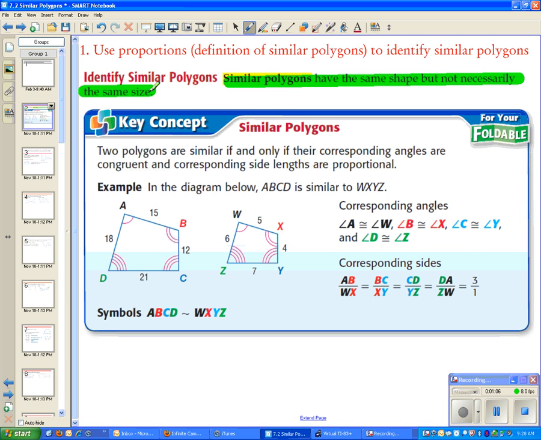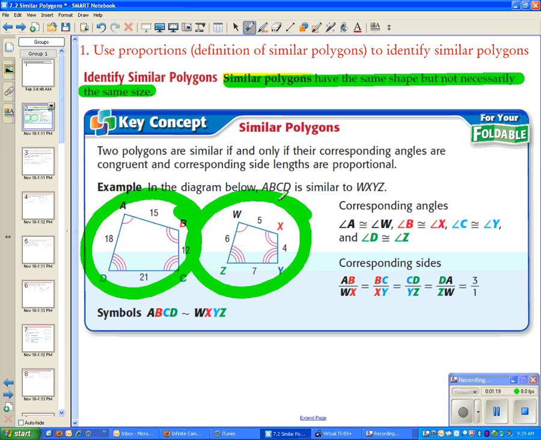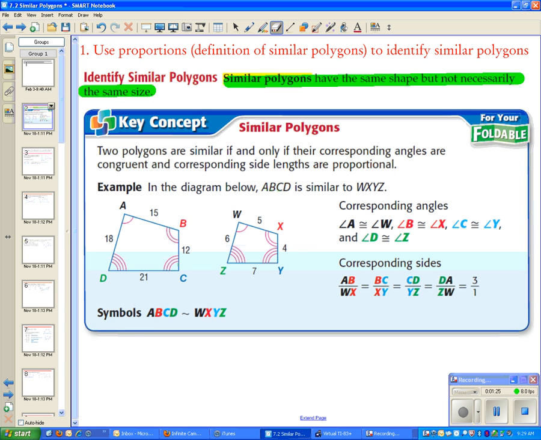So, we've already done congruent. Now, most of the ones we're going to do will have different size. They're the same shape, but probably different size. So, look at these 2 figures here. Same shape, but different size. So they're similar. Okay? Now, the formal definition.